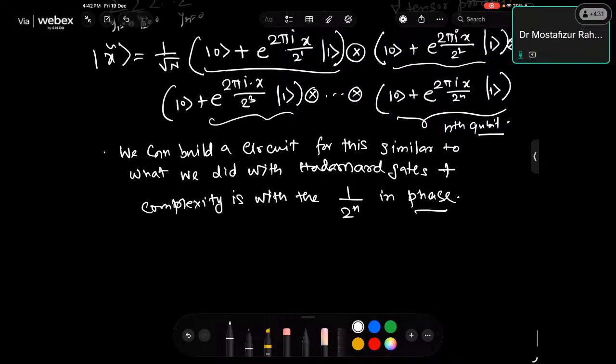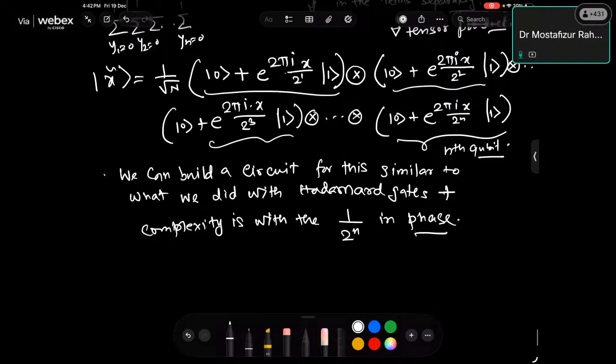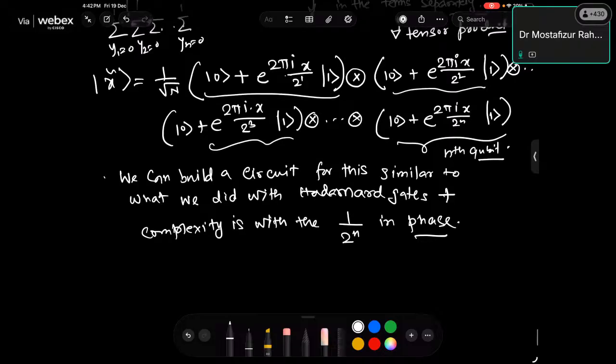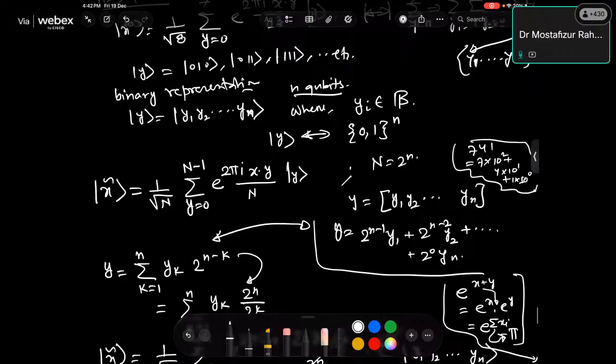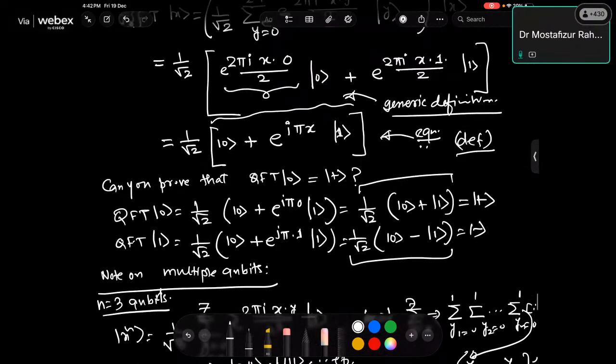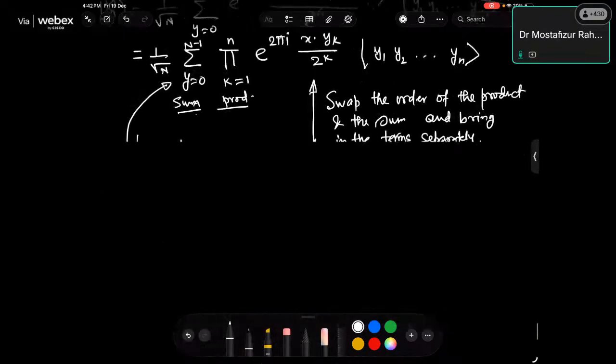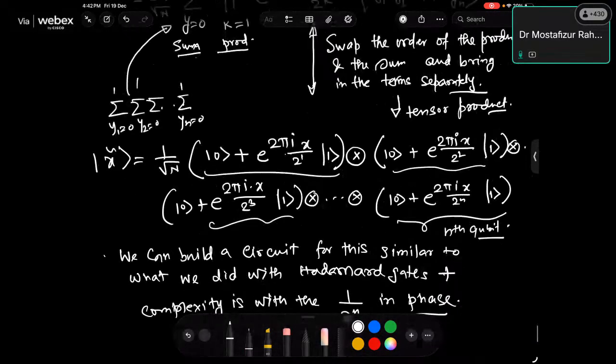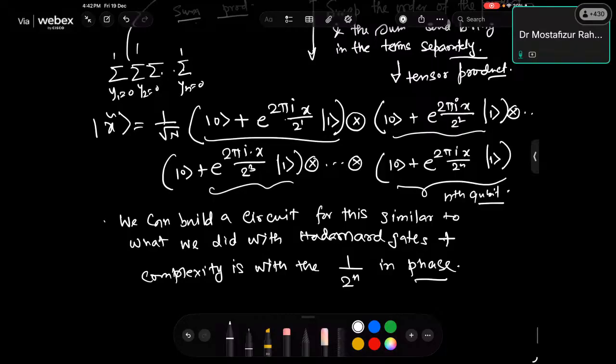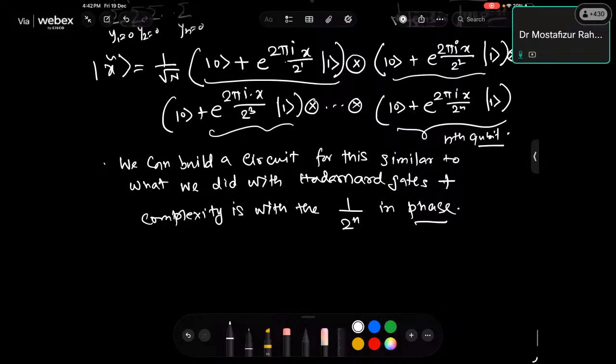So this is the additional part, because otherwise if there is no 2 pi i x, if you see the beginning definition of the Hadamard gate, here this is e to the power i pi x, done. But in the actual implementation for an n qubit system, a composite quantum state system, I can see there is a phase factor coming every time, 2 square, 2 to the power 3, 2 to the power n. So this is the additional complexity coming into the picture.